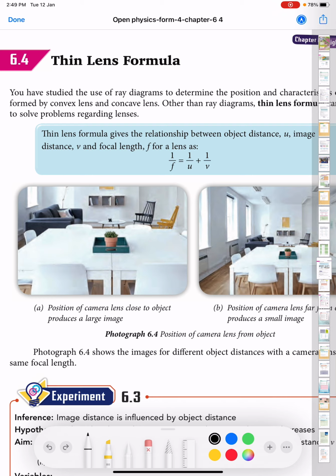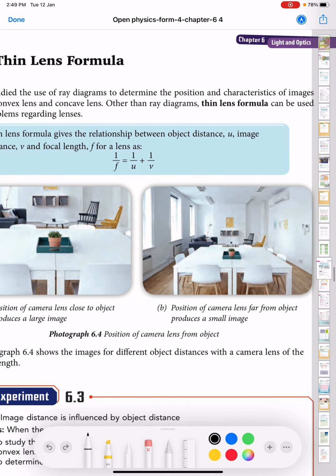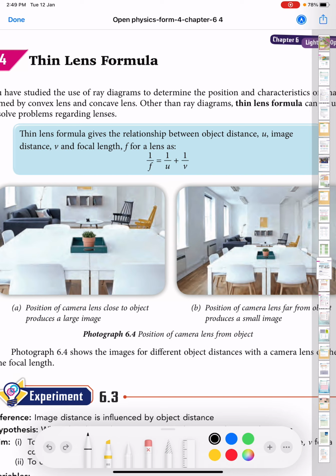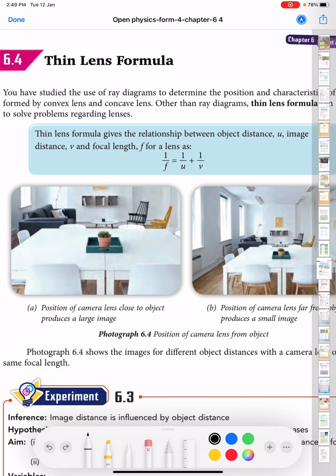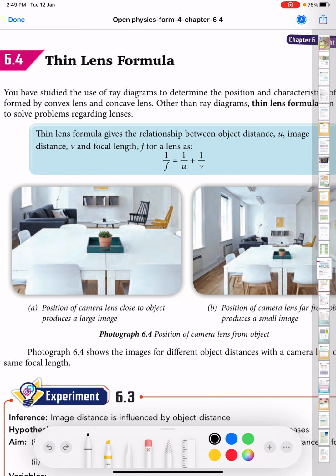Today we're going to continue with our lesson, and our subtopic today is 6.4 thin lens formula. So what is the thin lens formula? Actually, thin lens formula is another equation that can be used to solve lens problems or lens situations. The example is given in your textbook, starting off the 6.4 subtopic.